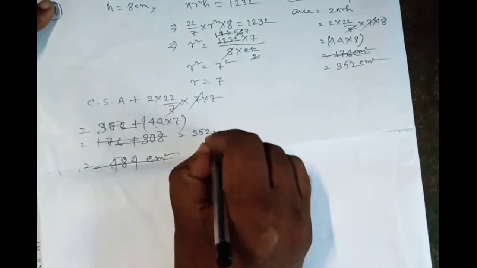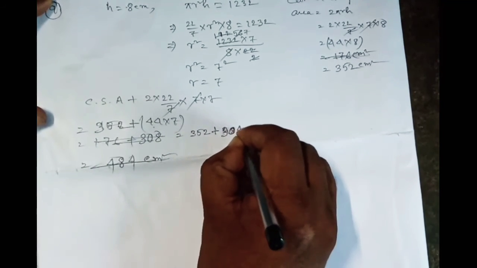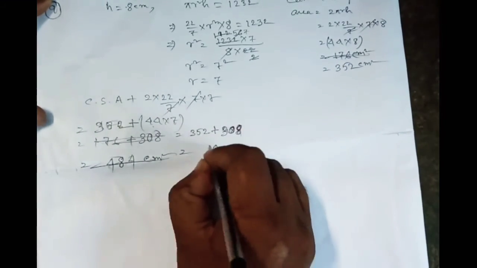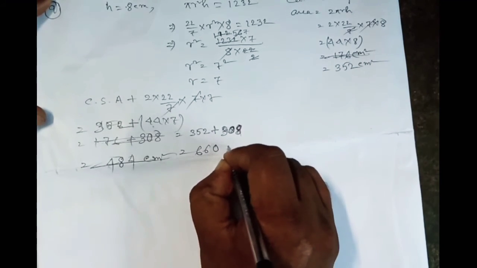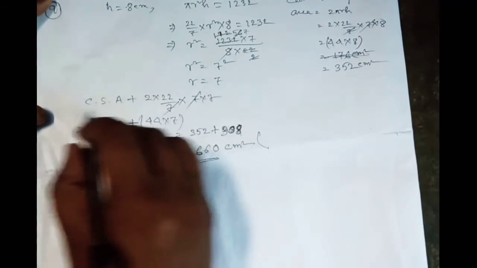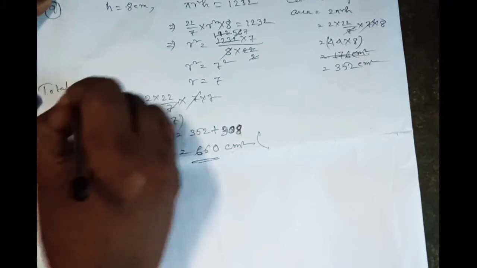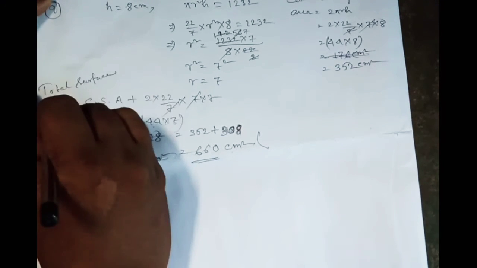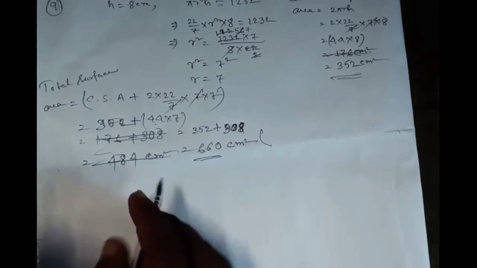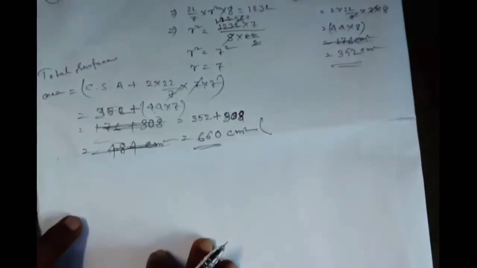So 352 plus 308. So if we add this, 660 centimeter square. So the total, this is the total surface area. That's equal to this, and this is the curved surface area. Okay, let's move to another question. Hope you are able to understand the error. So here, next move to another question.